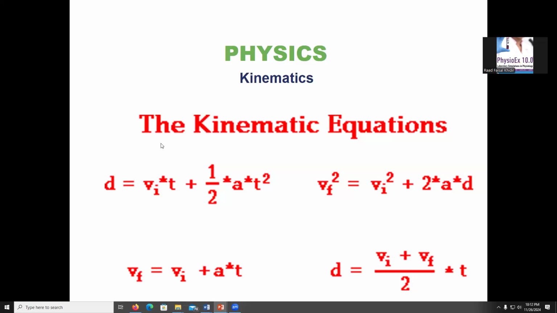But before we delve into the equations, we first have to define what is displacement, what is velocity, what is initial velocity and final velocity, and the net velocity, what is the acceleration, what is time.